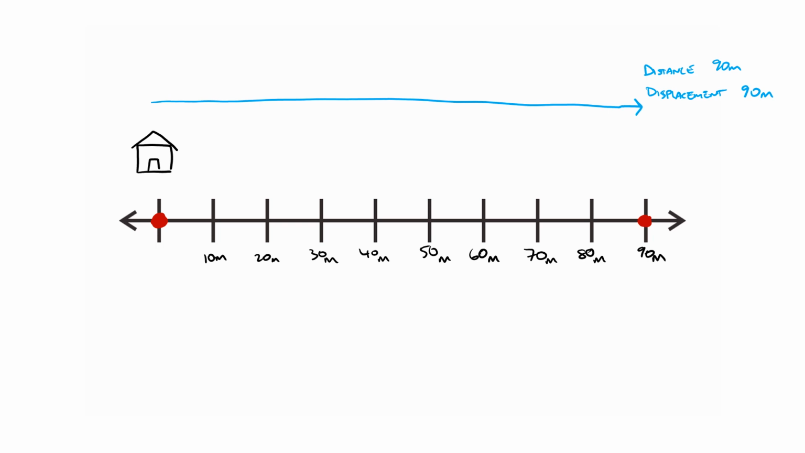Okay, I'm done shopping and I want to go home. So I go from here all the way back home. Now we're going to consider this one trip, so there and back. What is the total distance that I traveled? The total distance that I traveled is 180 meters. What is the total displacement?